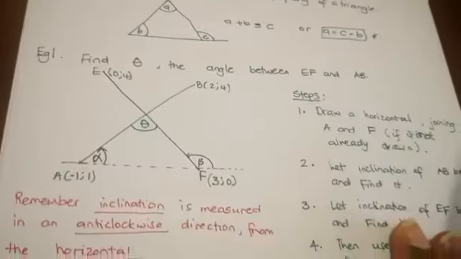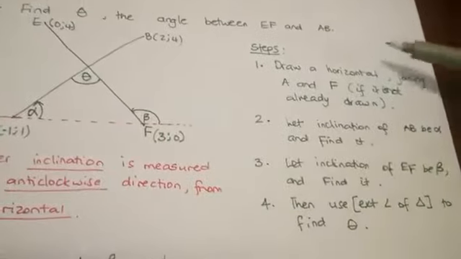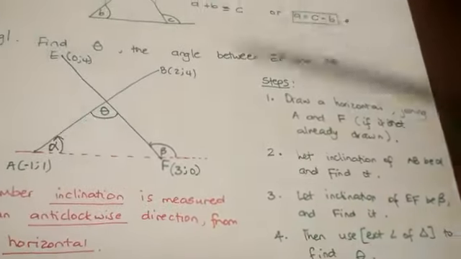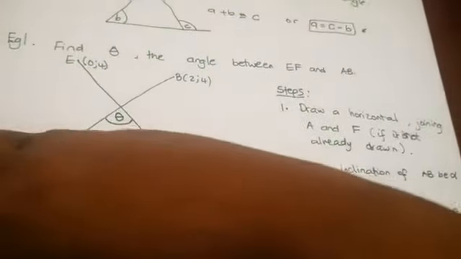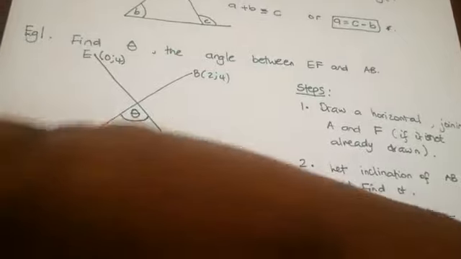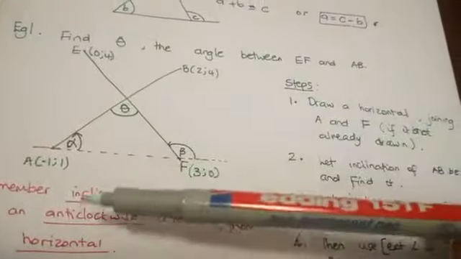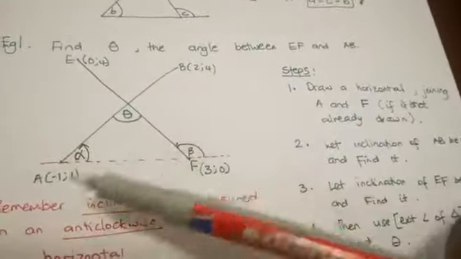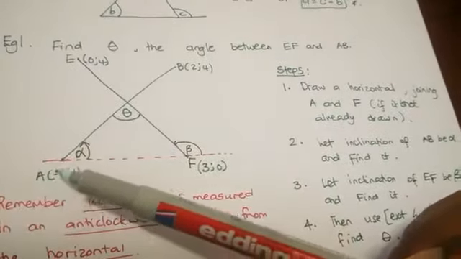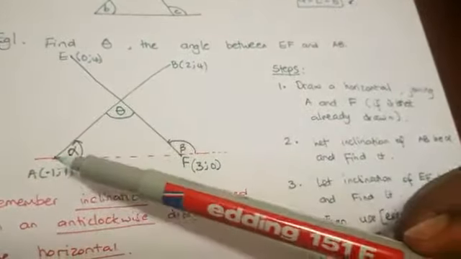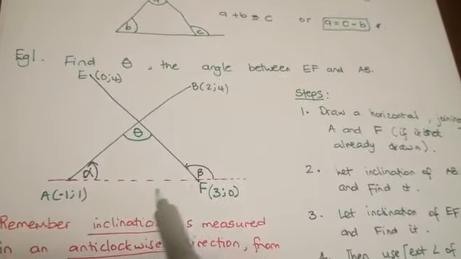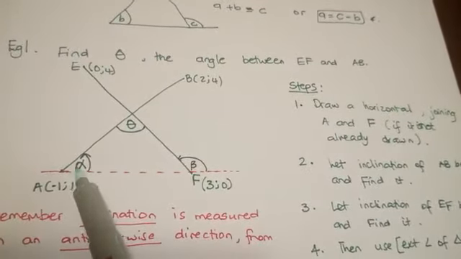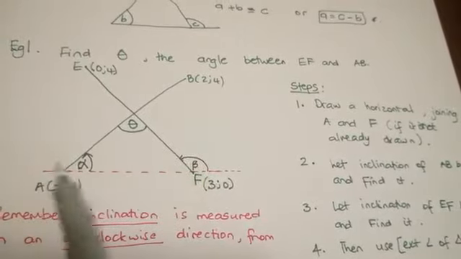Okay, so let's look at this example. I've outlined some steps over here. The first thing that you do, because this one didn't have that red line, is the situation is like this. You are given the straight lines with just the coordinates. So the first thing that you do is draw a horizontal joining A and F. Okay, that's what I've done.